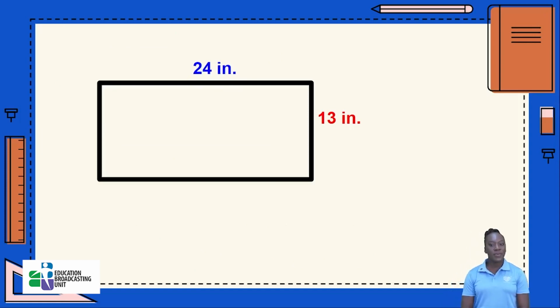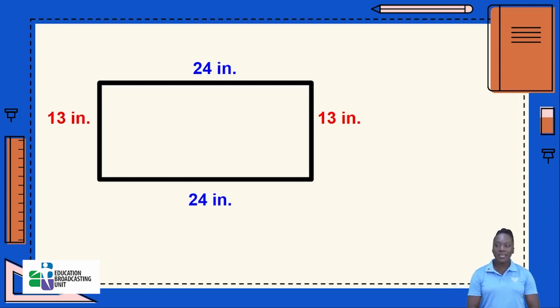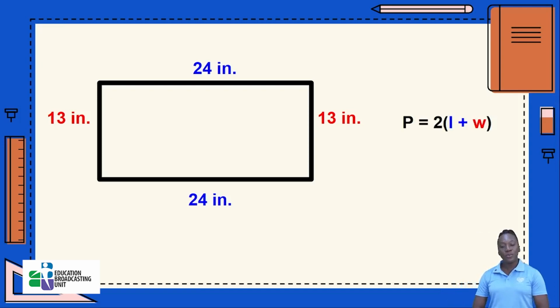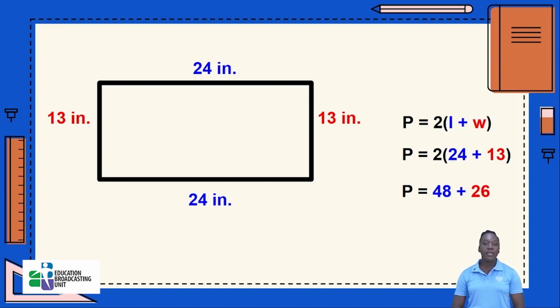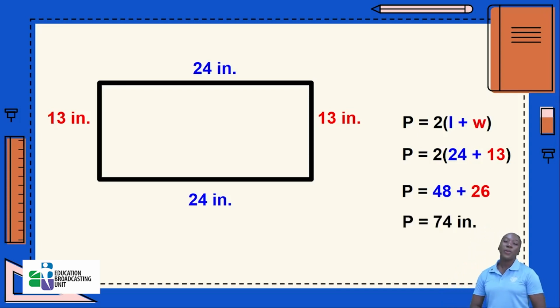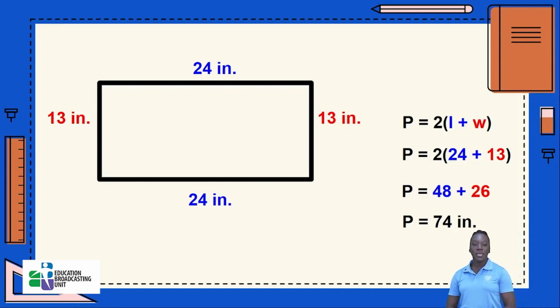Take a closer look at this rectangle. What would the perimeter be? We know that the properties of the rectangle suggest that opposite sides are equal. So that would mean that this side is also 24 inches and that side is also 13 inches. We can then add all 4 sides, or just apply the formula of 2 times length plus width, and that would give us 2 times 24 plus 2 times 13, a total of 48 plus 26. And when we combine those totals together, we have a perimeter of 74 inches.